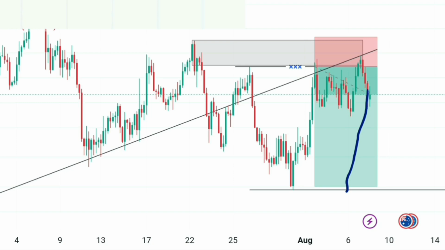So the message is that a Quasimodo pattern with trend line break can give you a high probability setup. Master this strategy and you will thank me later. Don't forget that no strategy works 100% all the time, so apply risk management. If you have any question, don't hesitate to drop it in the comment box.